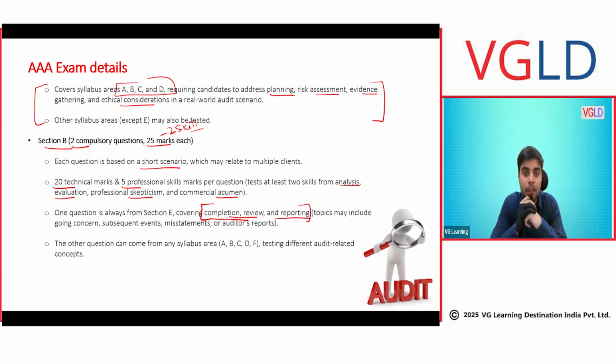So what I was saying is that in section B, there will be a completion, review, and reporting stage. In this case, you will be given a scenario based on completion and review, most likely testing your opinion: if something is materially misstated, what are the chances that you are going to give a modification to the opinion? What are the chances you are going to give a pervasive opinion? And at the same time, there will be one question about reporting.